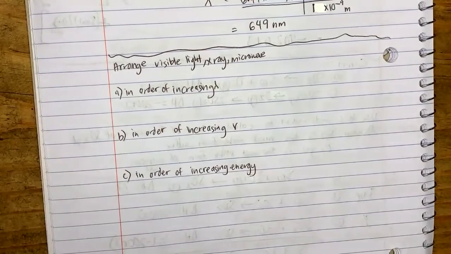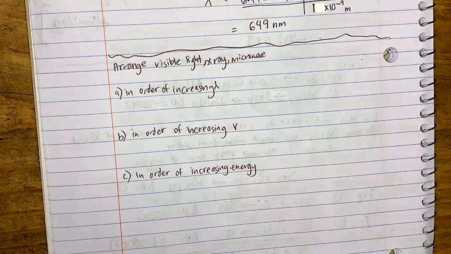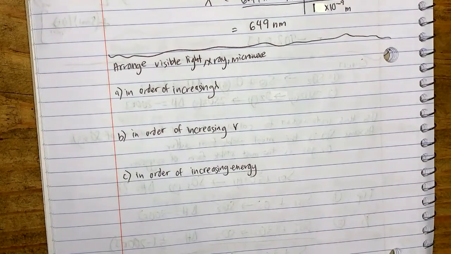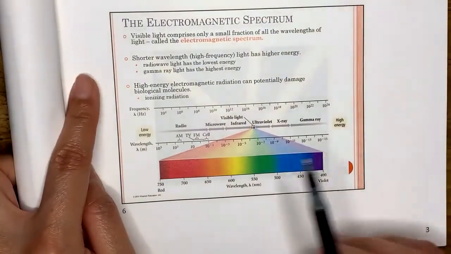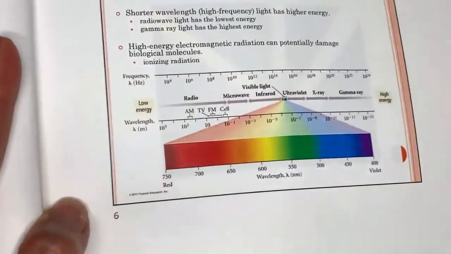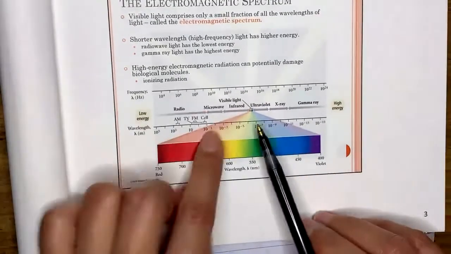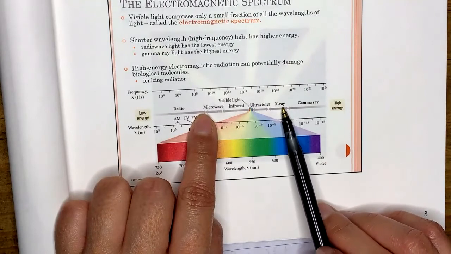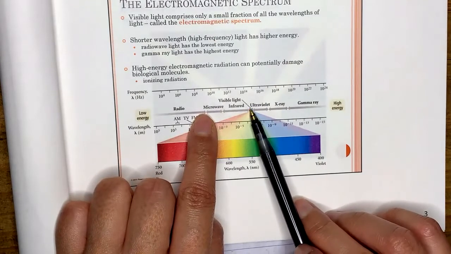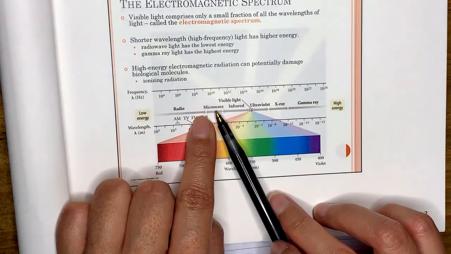Let's take a look at the picture again if you don't remember. You do have to have this memorized so you know the energy levels. Look at your slides and make sure you have this memorized. So we have visible light, X-ray, and microwave. X-ray is the highest energy, visible light is in the middle, and microwave is the lowest energy.